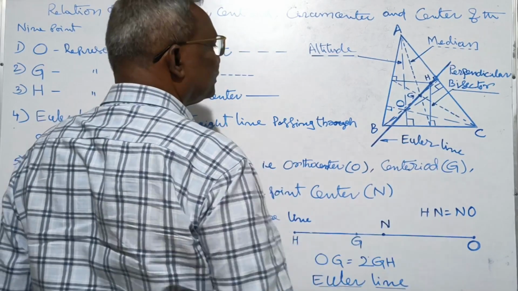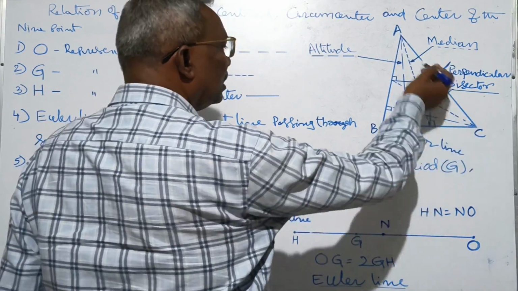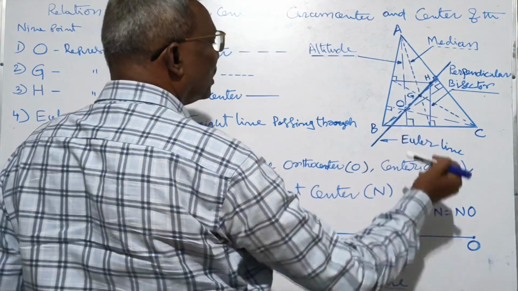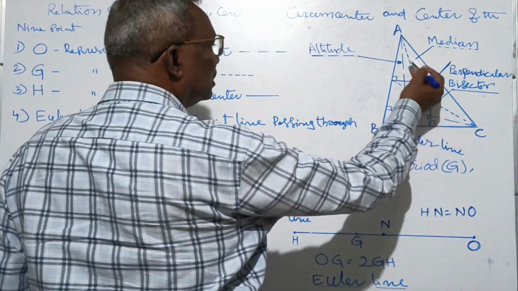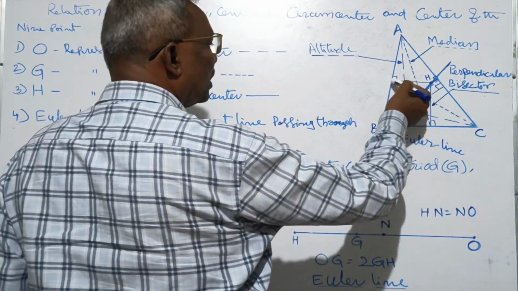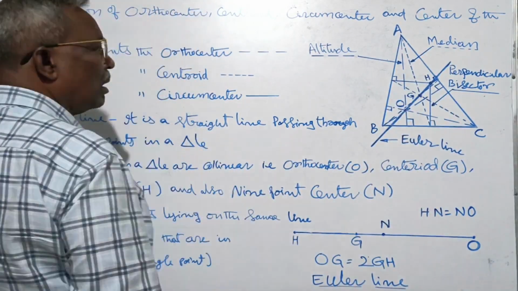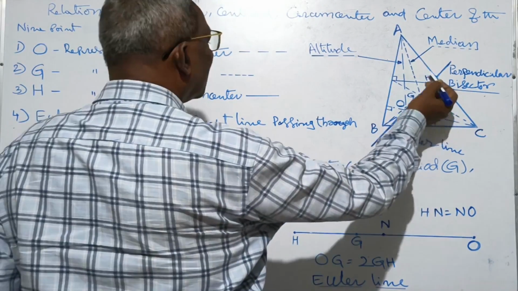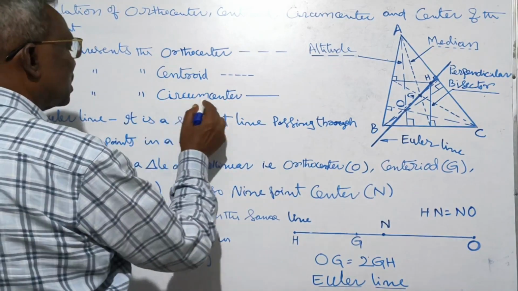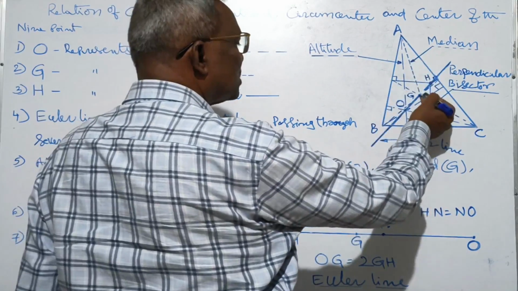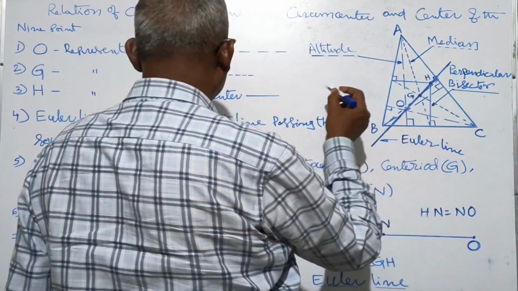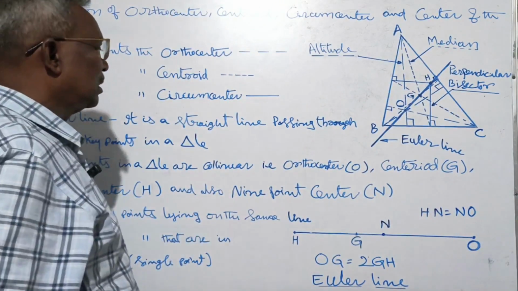Next, circumcenter, H. H represents the circumcenter. Circumcenter means that in a triangle, the perpendicular bisectors of the opposite sides are concurrent. That concurrent point is called the circumcenter.